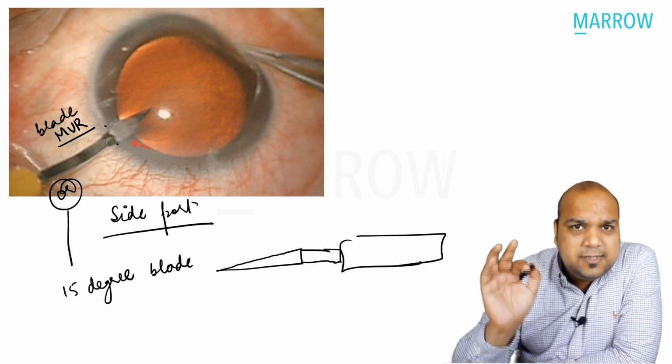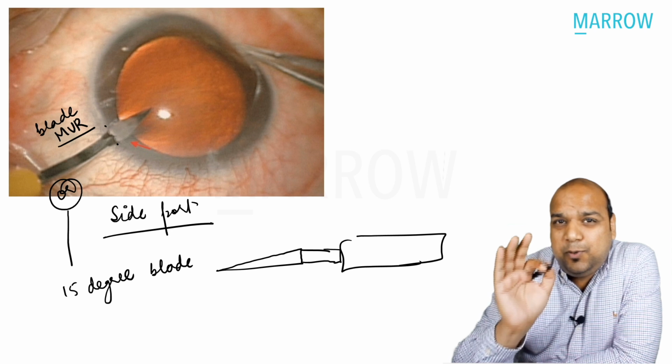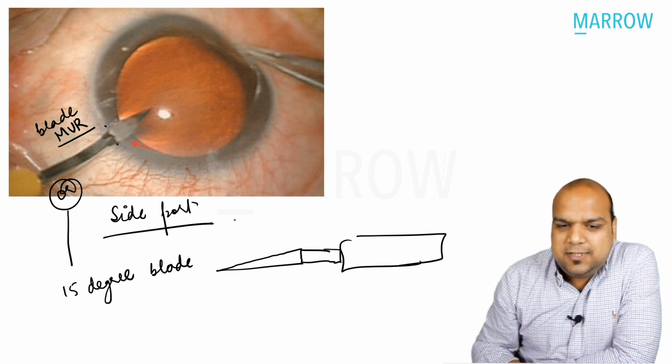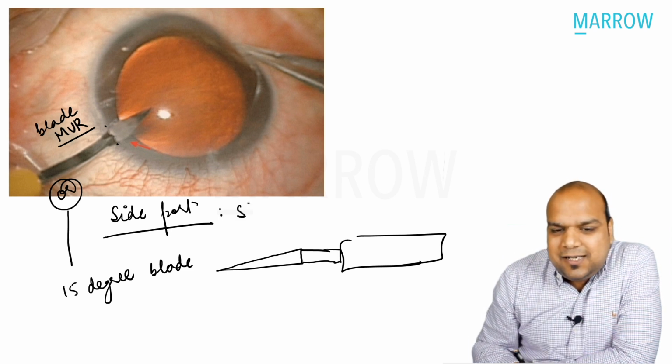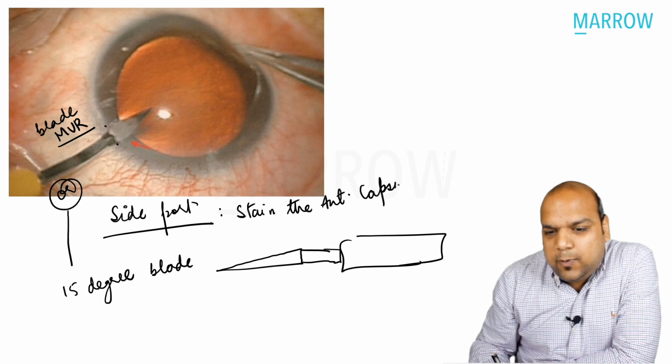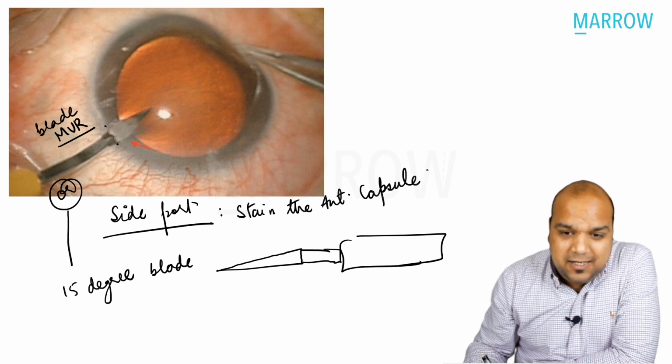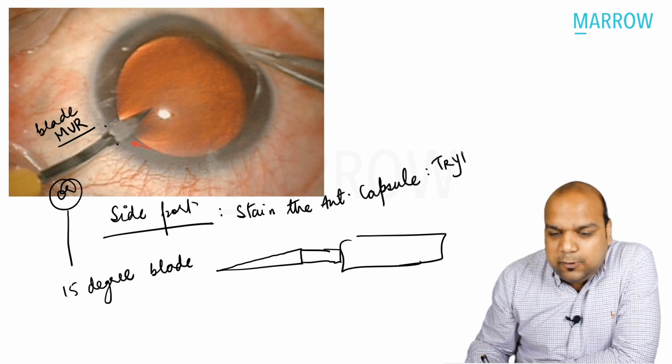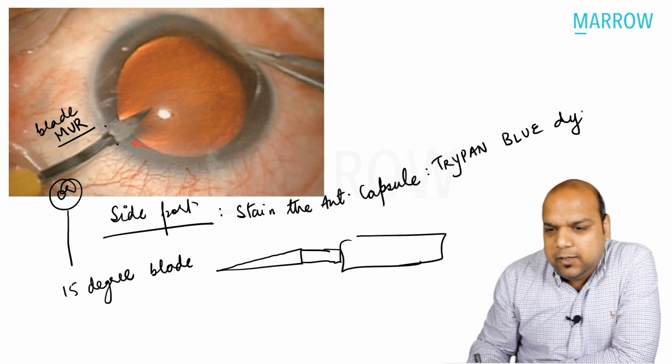First of all, we create a side port. Through the side port, do we do what, everybody? Through the side port, we stain the anterior capsule. This is a surgeon's preference, not required in all cases, as I always say. If we stain it, we stain it through which dye? We stain it through trypan blue dye.